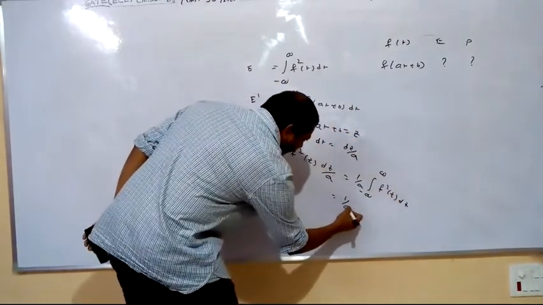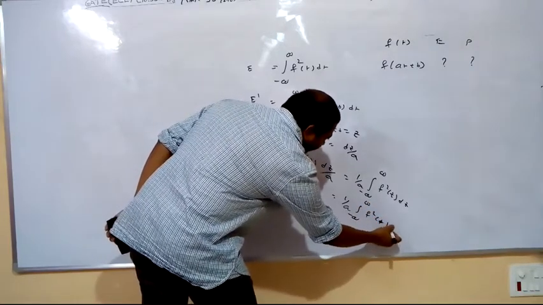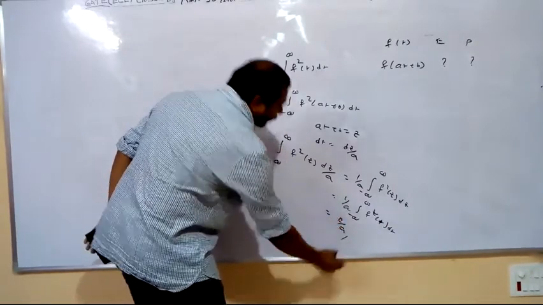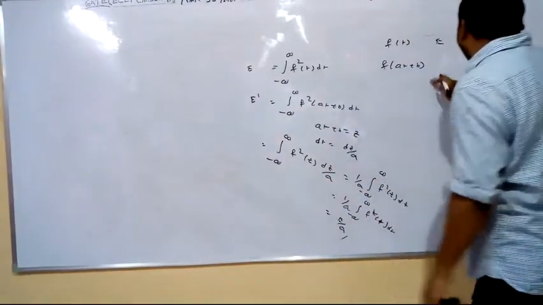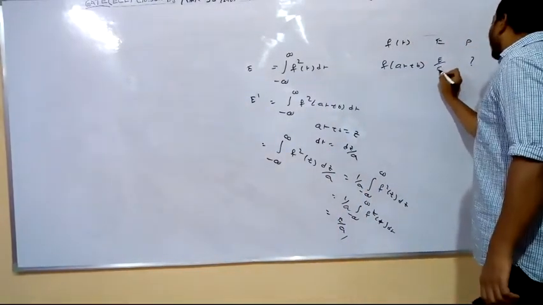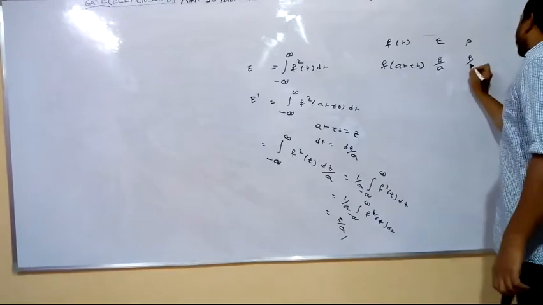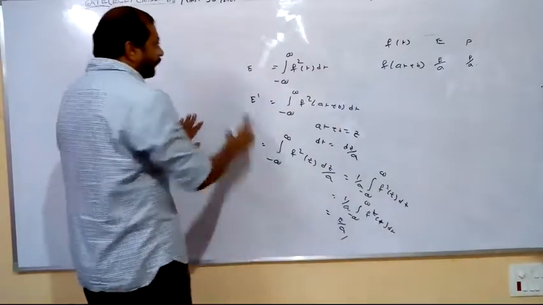As we discussed in the basic mathematics, this is equal to 1 by a times the integration of f square of t dt. So the energy of the signal f of at plus b is simply E by a. As energy equals E by a, power also should be P by a. That is verified.